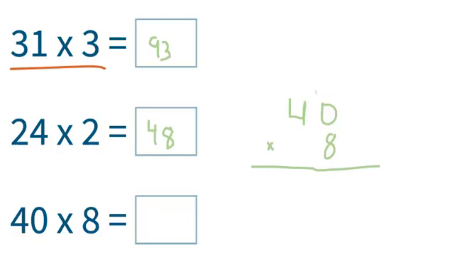So we know that 0 times 8 is 0 because anything times 0 is 0. Okay, and then we don't need that 0, but that's okay. If you don't need to cross it off, you don't have to, but if you still like to do that, go ahead. So then we're going to look at our 4 and our 8, and we know that 4 times 8 is 32. So our answer is going to be 320.